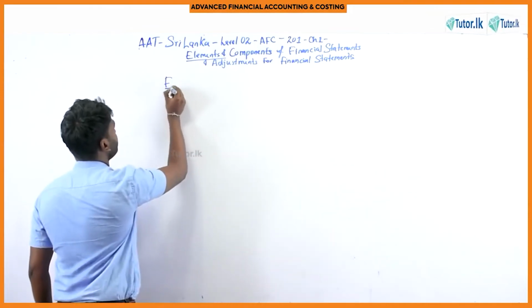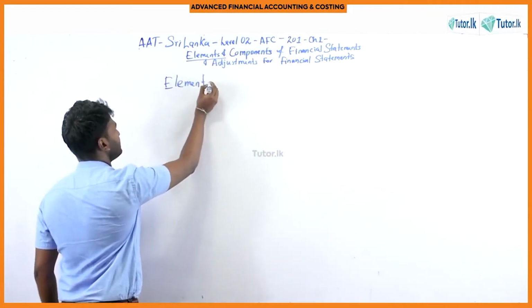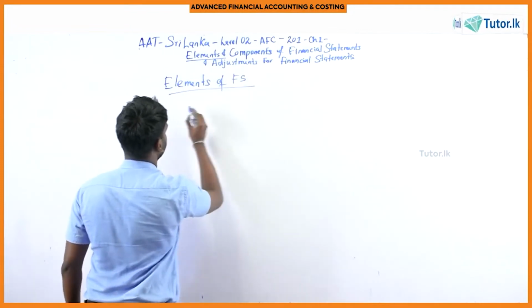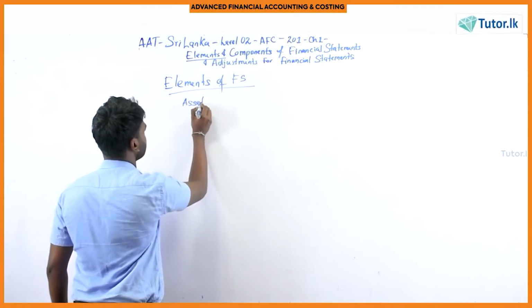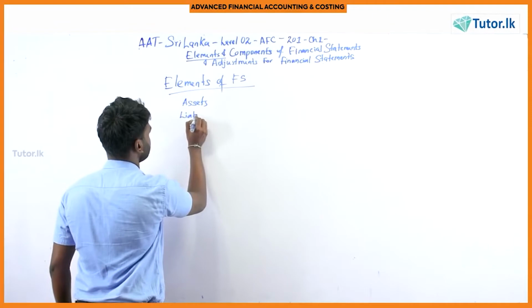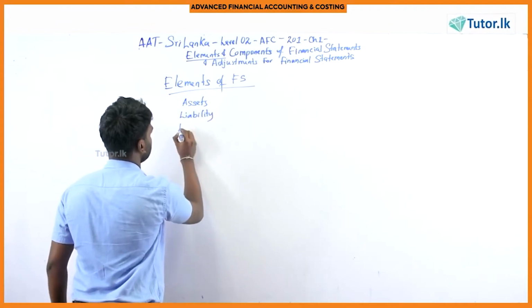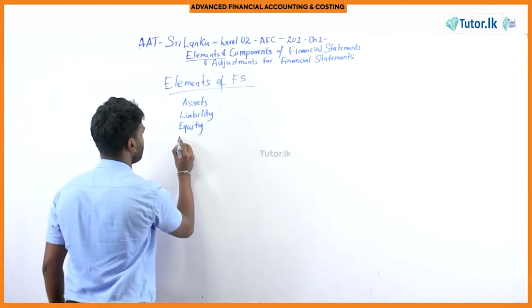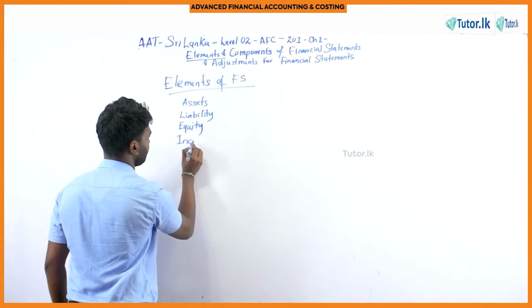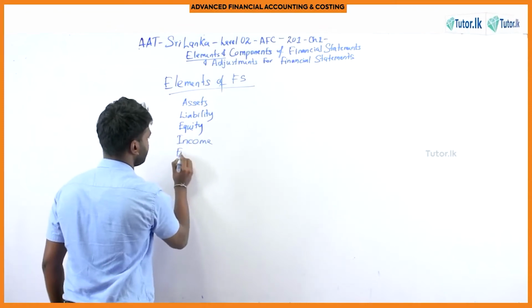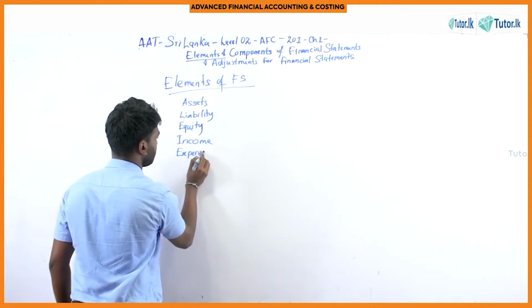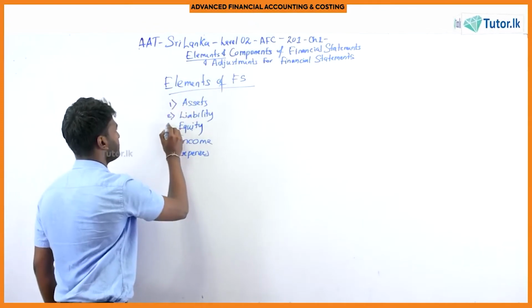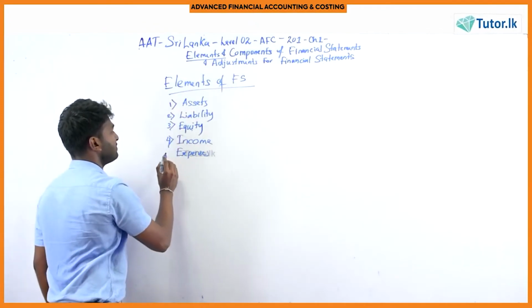So you must have studied in your first levels that the elements of financial statements are assets, liability, equity, income and expenses. So these are the main 5 elements of the financial statements.